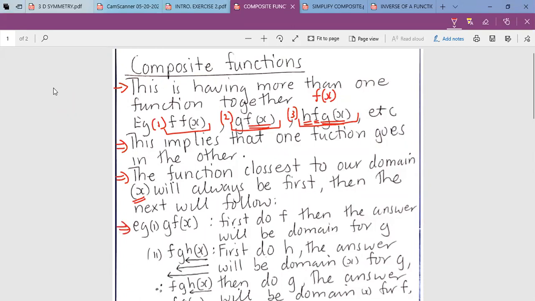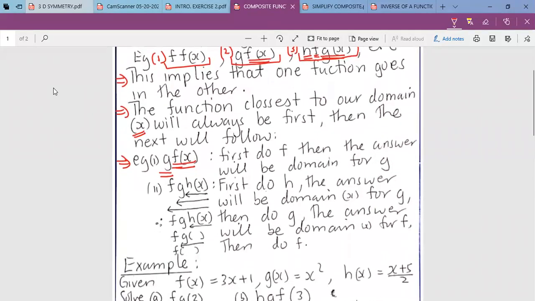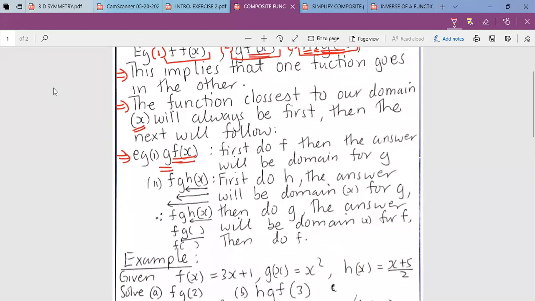Look at this. Here we have function f, which is close to x. So this is our first function. Then after this function, we get the second one. Right, look at two. We have got fghx. So first, you must do h because h is closest to x. Then the answer you get, you will use it to solve for the next one, that is g. And then when you solve g, the answer you get, you use it to solve the last one, that is f. So let's see the real example here.